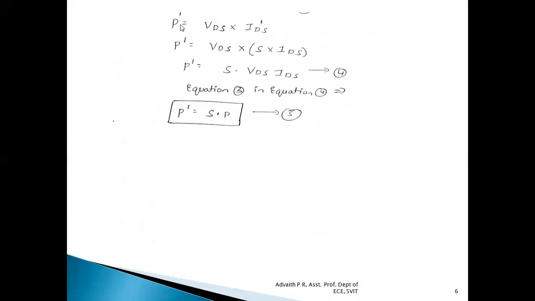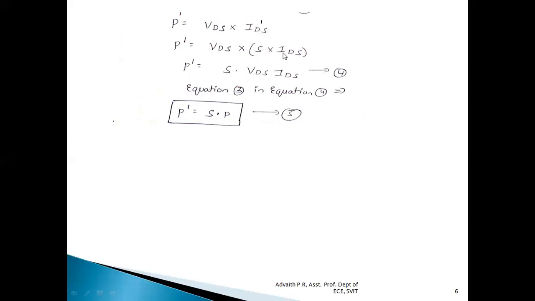P dash is equal to VDS into IDS dash, where P dash is nothing but the power after scaling. VDS remains unchanged because in this particular scaling, the voltage is maintained constant. Hence, this VDS remains unchanged into IDS dash. IDS dash is nothing but the drain to source current after scaling. So P dash is equal to VDS into S into IDS.